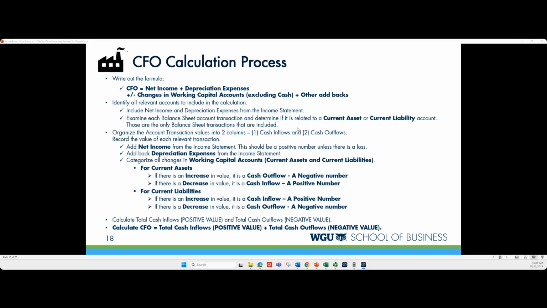The next step is, once we've processed all the transactions as being included or excluded, we're then going to sum up all of the total cash inflows and then all the total cash outflows. So we're going to have a total number for all the positive values, a total number for all the negative values. Then we calculate the cash flow from operations. We take all of the total cash inflows and then add the negative value of the total cash outflows. So let's work through an example.